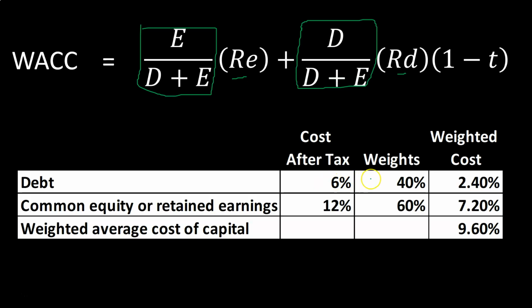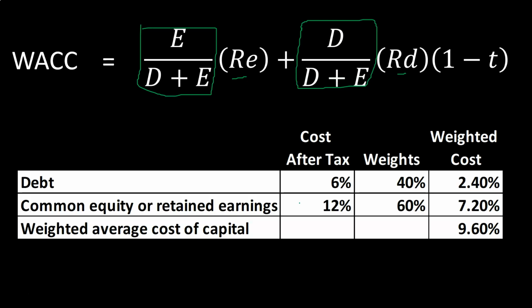Then we're multiplying it times the weights, which is going to be our weighting between the debt and equity, to put it in perspective with regards to our capital structure. And then we're going to get the 2.4 for our weighted cost. Then the common equity or retained earnings, we're going to say the cost after tax. There is no tax impact here, so after tax would be the same amount, because it would be equity financing.